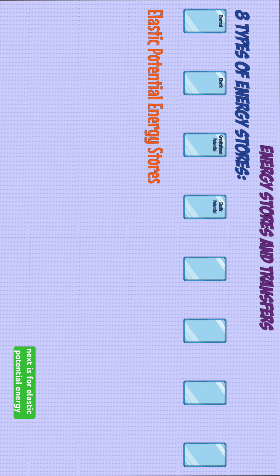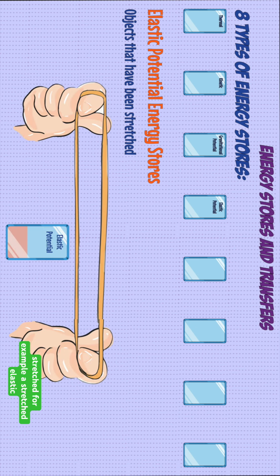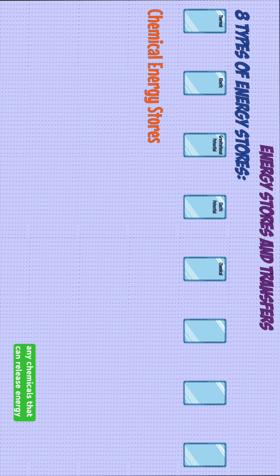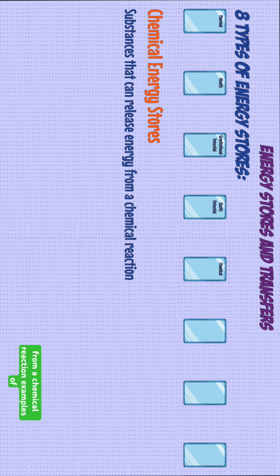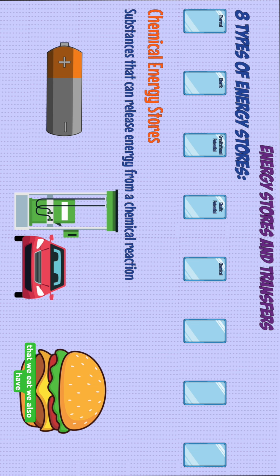The next is elastic potential energy, which is for any object that's stretched. For example, a stretched elastic band has energy in its elastic potential energy store. Next up, we have chemical energy stores, which are any chemicals that can release energy from a chemical reaction. Examples of these are batteries in devices, petrol in cars, and in the food that we eat.